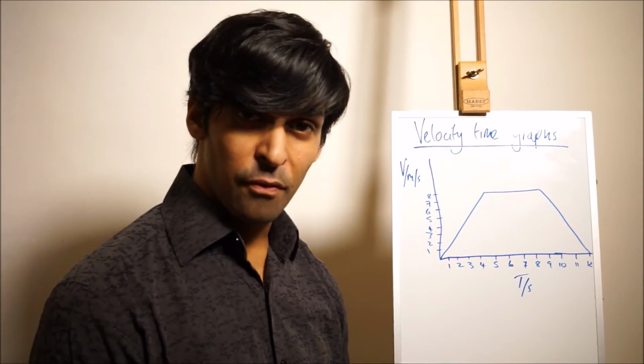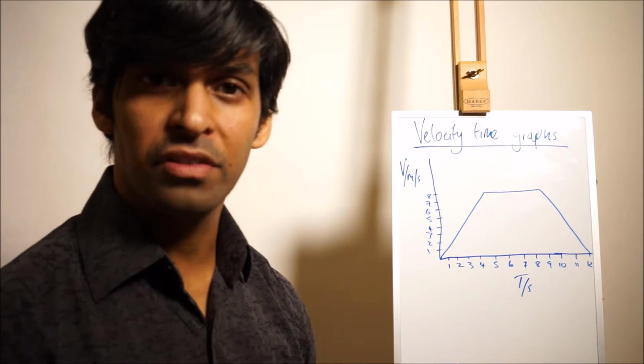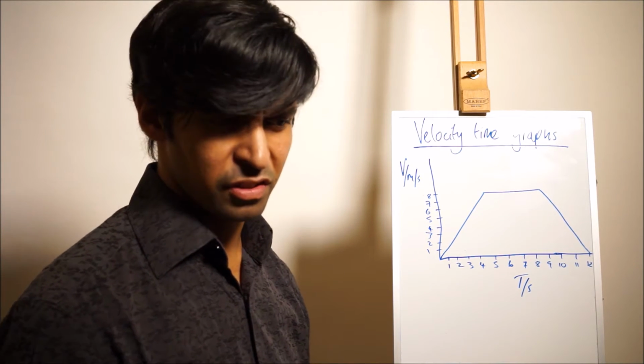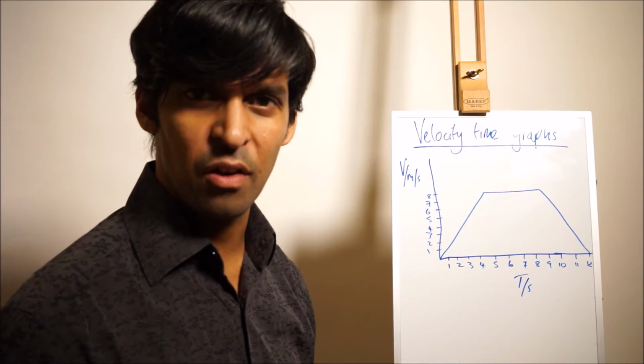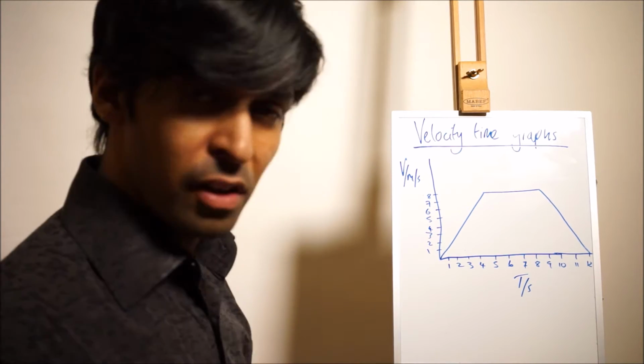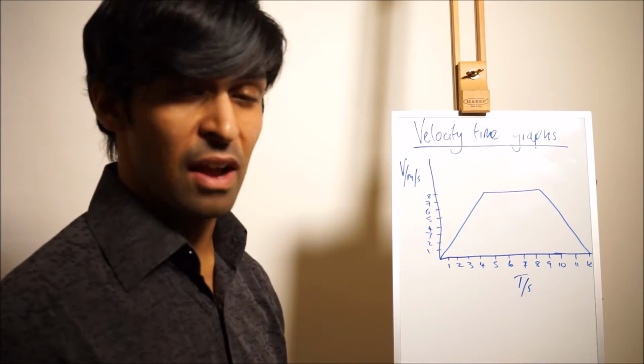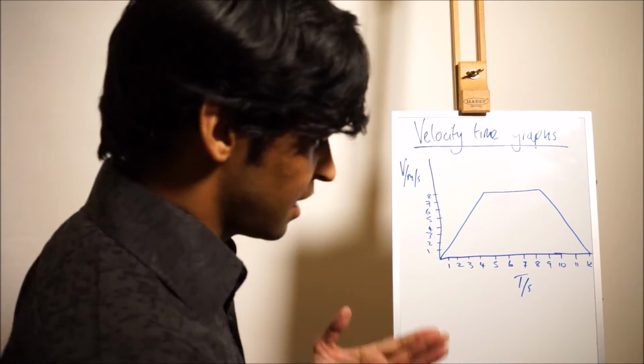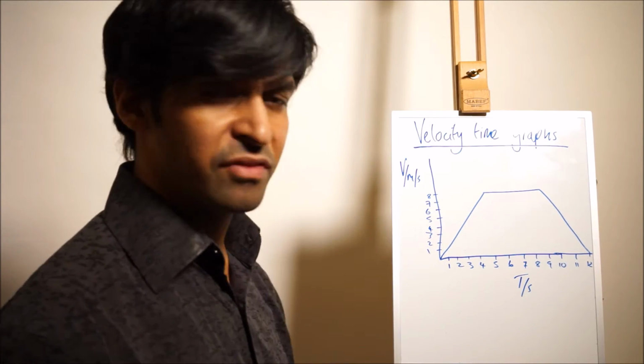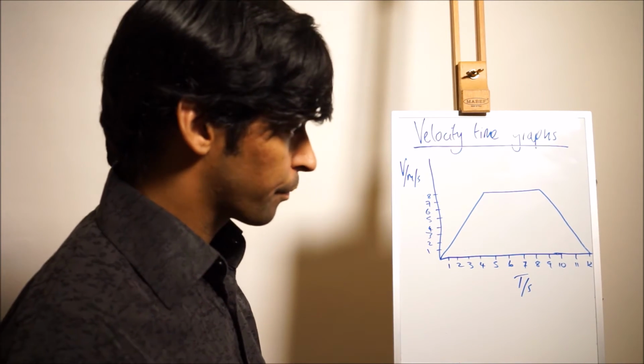Today we're going to be looking at velocity time graphs. Now, before we start, it's worth watching the distance time graph videos so that you're familiar with how to work out a slope. On a velocity time graph, on the y-axis we have velocity in meters per second, and on the x-axis we have time in seconds.